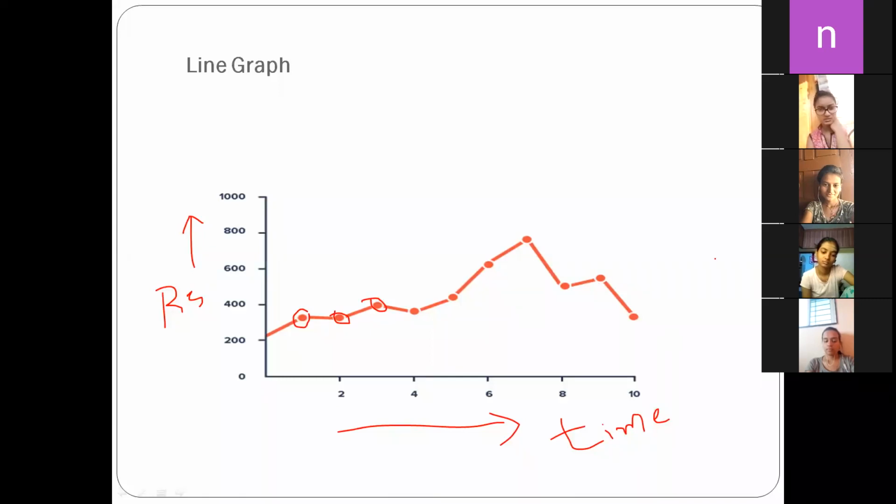This is going to show the things. This is about the line graph. Next we'll move on to the next one.